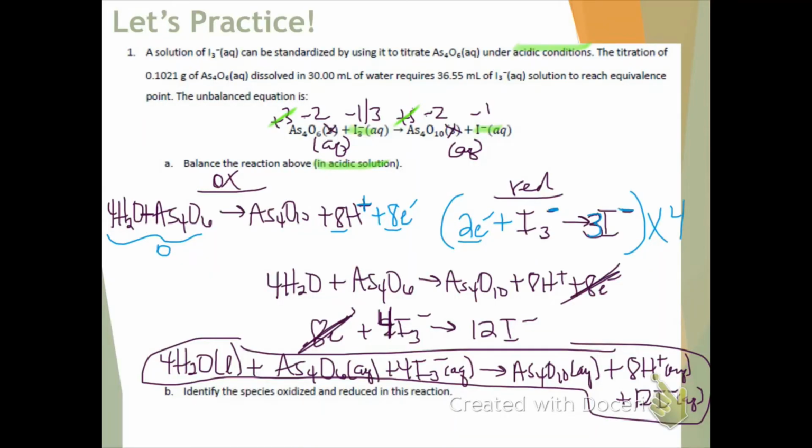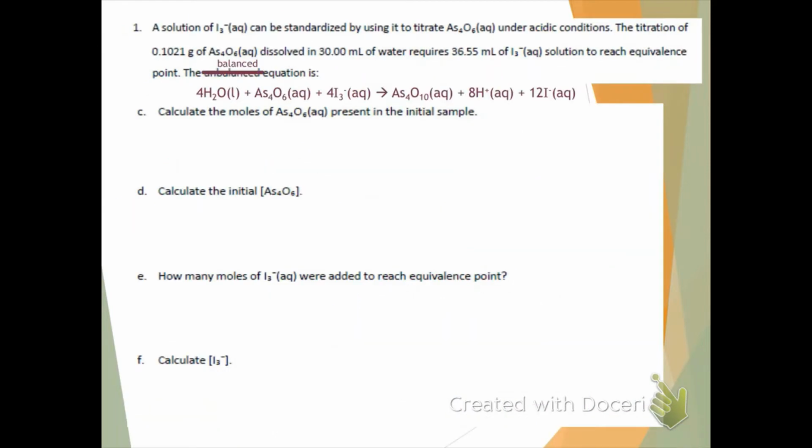Part B asks us to identify the species oxidized and the species reduced. Well, we already split up those half reactions by oxidation and reduction, so we can just look back up here to see that our As4O6 was oxidized and the I3- reactant was reduced. So moving on to part C, we want to calculate the moles of the As4O6 present in the initial sample.